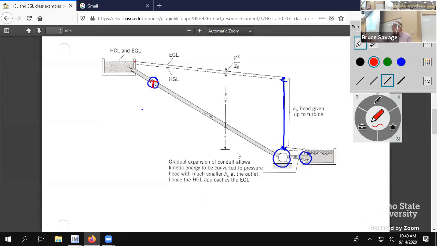If I was to draw the HGL, I would come down here, and so if I take that same distance there, that's about right there, and then this would come across here, and then of course I would have that expansion, it would go right there. Redraw that.